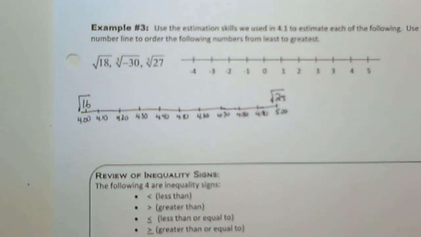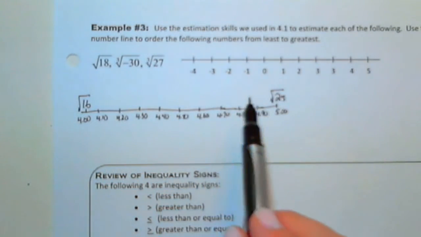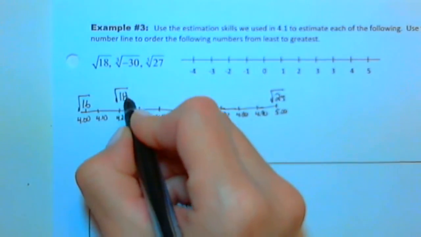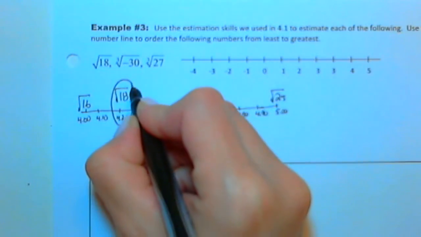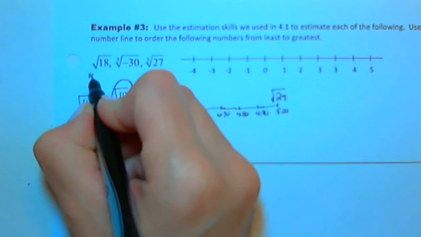Now where do I think 18 falls in there? Well, I need 17, 18, 19, 20, and so on. I'm going to put the square root of 18 right about here. So I'm going to estimate that the square root of 18 is about 4.2.